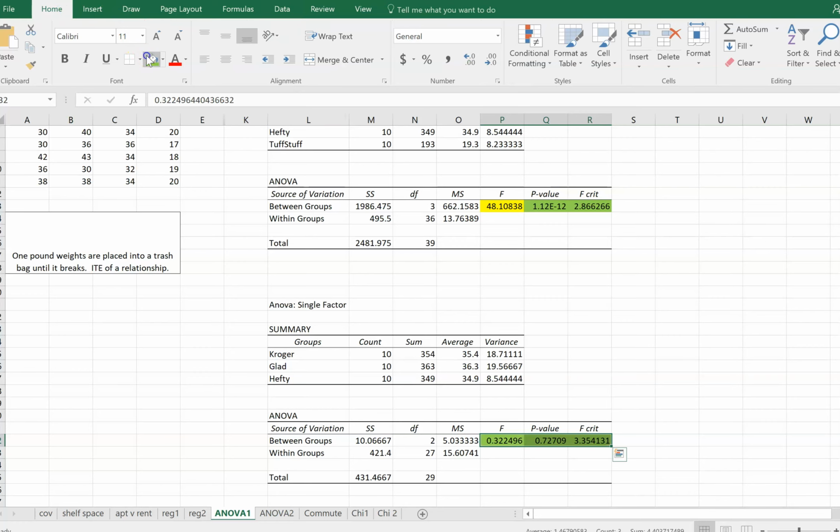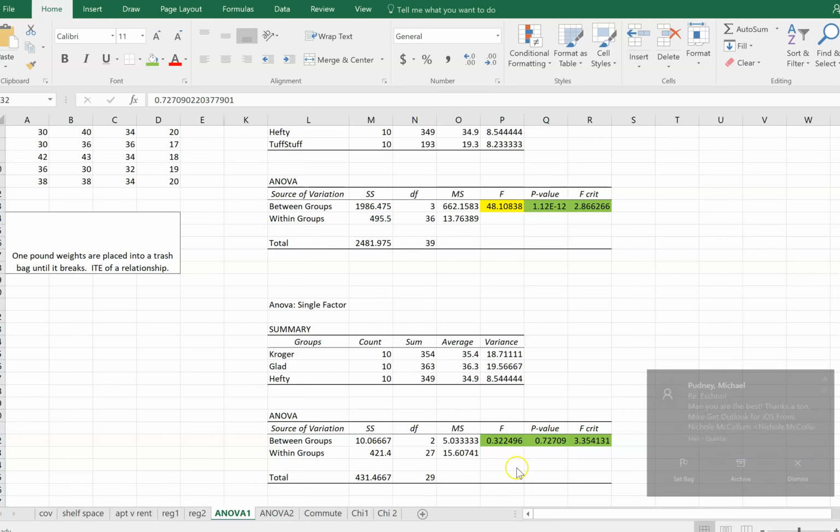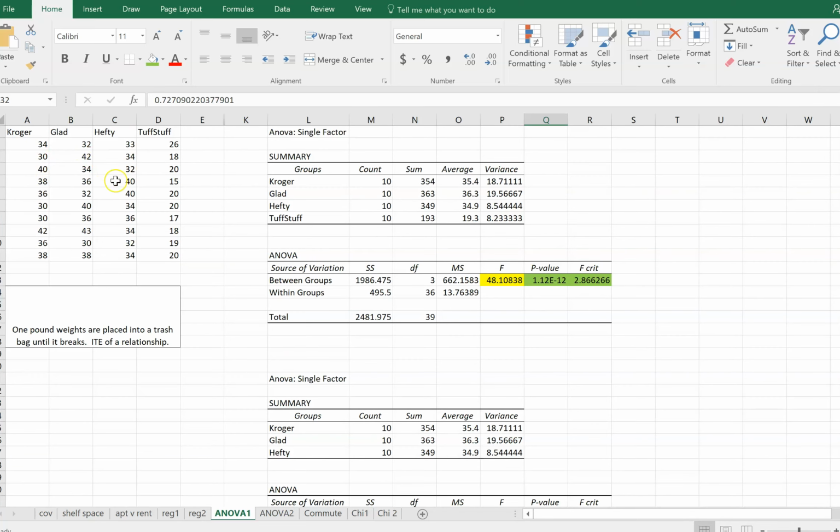My new ANOVA results state my F value is 0.32. It does not come close to the F critical value, so I would not reject. And also my p-value. The chances you can rerun this test would be 72%, which means, wow, you can rerun this test with pretty high odds, which means my p-value is not special, which means I would not reject. Which tells me, if I was testing just these three trash bags, I would not have evidence to reject, and I would assume they're all the same right now.